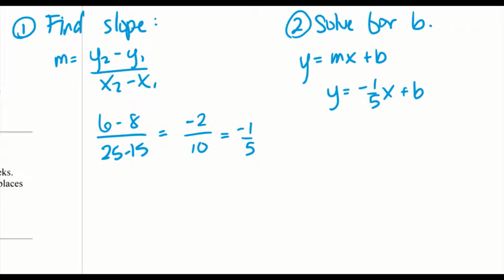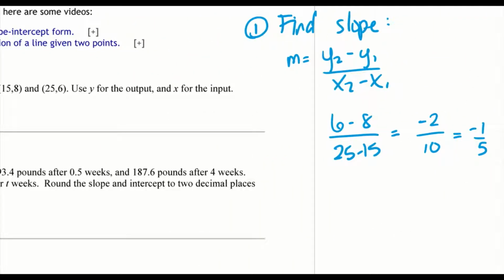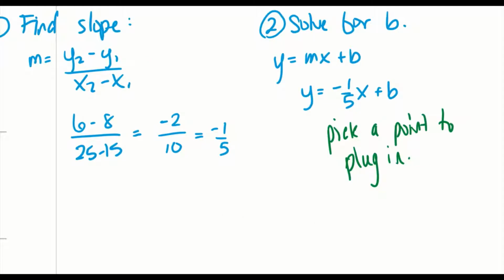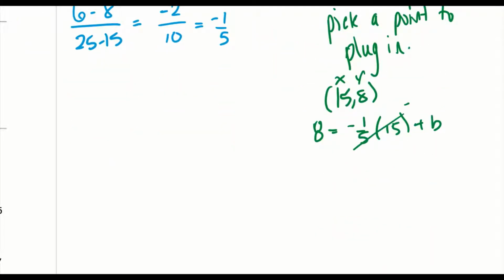So I'm going to use one of those points that were given to plug in for x and y. It doesn't matter which point you pick because they're both on the line. So they both should give you the same b y-intercept value. So I'm going to plug in a point, 15, 8. So x and y. So 8 is going to equal negative 1/5 of 15 plus b. So I can cancel 5 and 15. I get negative 3 plus b equals 8. Add 3 to both sides, and I find out that b equals 11.